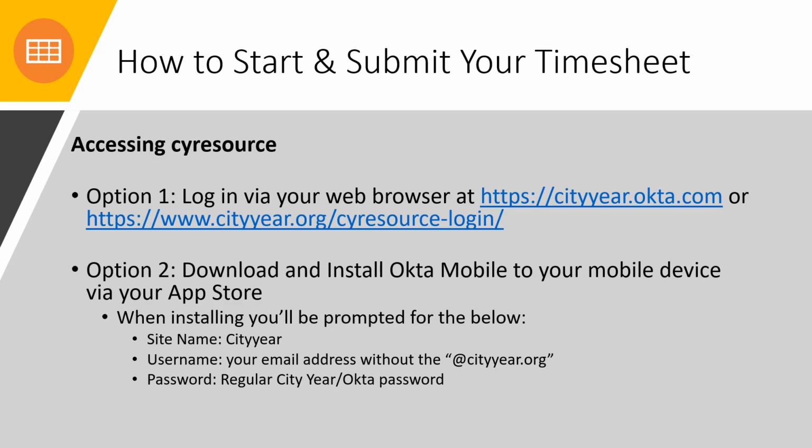City Year AmeriCorps members must complete timesheets on a bi-weekly basis. ACMs must complete timesheets that accurately reflect their hours of service, training, fundraising, and meals, as well as any allowed absences. ACM timesheets are completed in CY Resource. To log into CY Resource, ACMs can use the web address listed here or use the Okta mobile app. Once you've logged into Okta, you can access the application by clicking the CY Resource link.